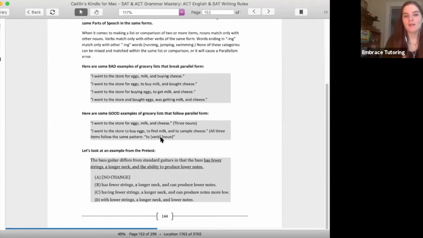So basically you want everything to match. If you're setting up and you're including, like, I went to buy eggs, you can't just say to buy eggs, milk, and cheese. You would need to say to buy eggs, to find milk, and to sample cheese. Or you can just say I went to the store for eggs, milk, and cheese. Okay, so these are examples of that.